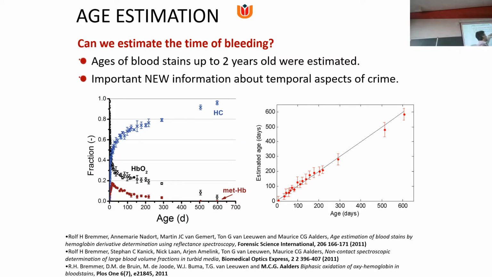And then you can see the hemichrome going up to finally be the end product after 2 years. And if you can now see that at each moment in time you have a very specific combination of the three. So if you can measure this combination, you can put it on this bar, on this time range, and then estimate the time of death.